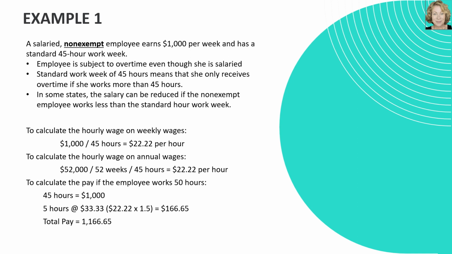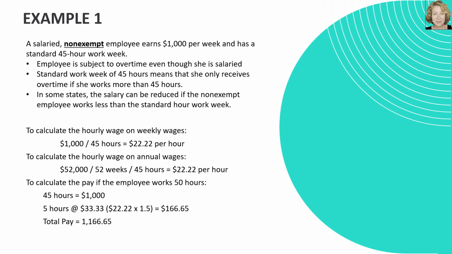Here's an example. Sometimes an example is just a lot easier to look at than when we're just talking about the calculation. So here is a salaried employee, and very important, a non-exempt employee who is earning $1,000 per week. And what we see here is that it's specified that this employee has a 45-hour work week. What does that mean? Well, it means that typically the employee gets overtime only when he or she has worked more than the 45 hours. Non-exempt means that this employee is subject to overtime.